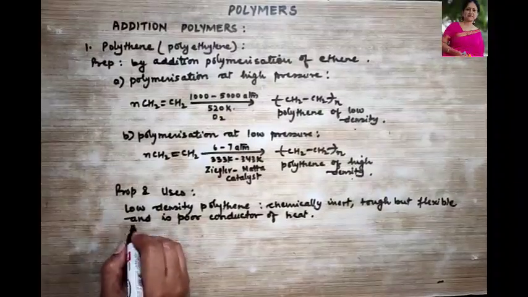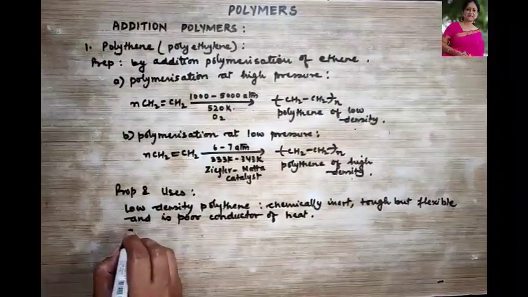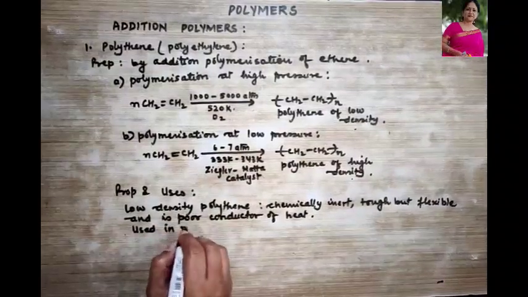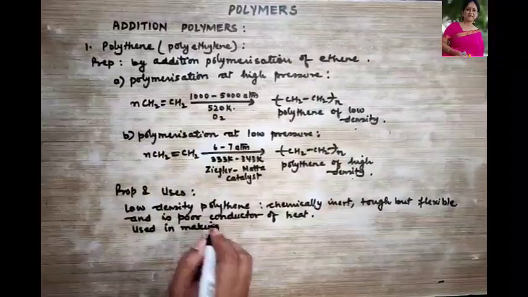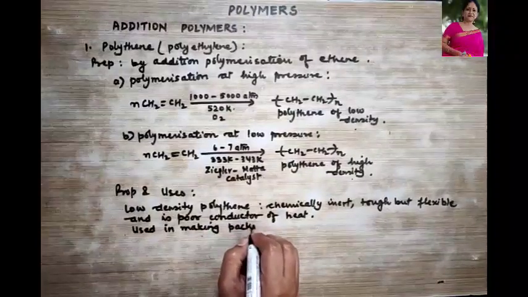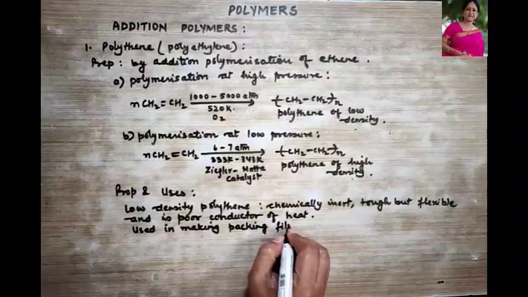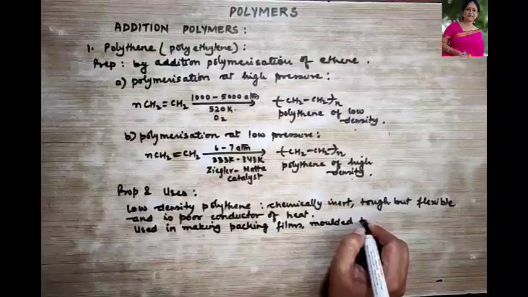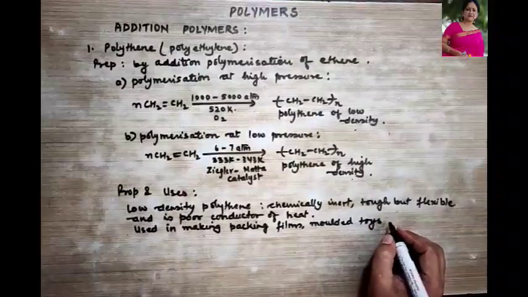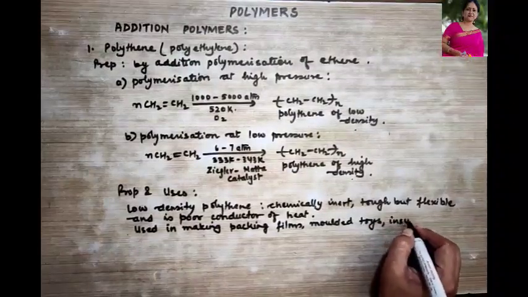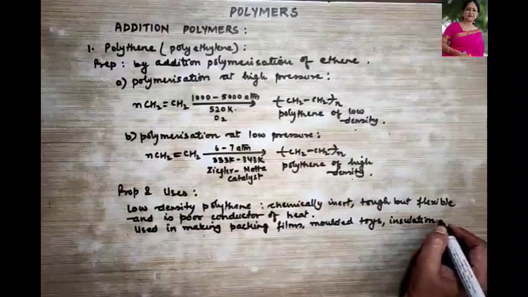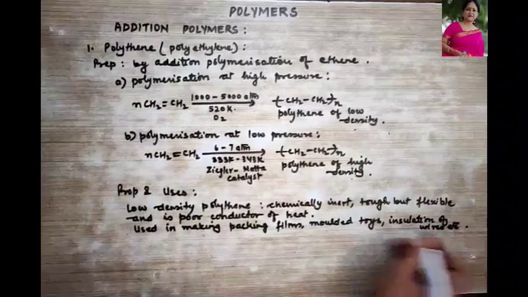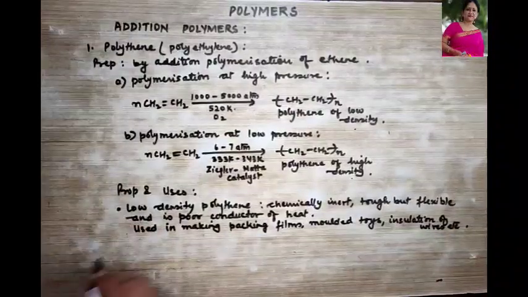What is it used for? It is used in making packing films or molded toys, or even for the insulation of wires, etc. Okay, this was about low density polythene.